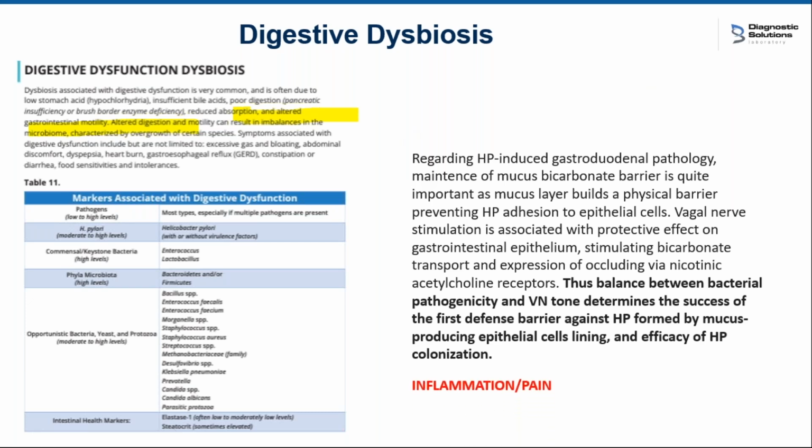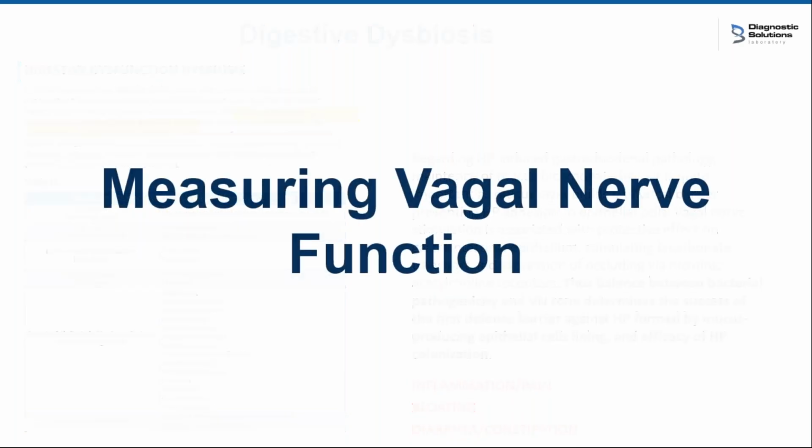So again, here, think of inflammation and pain due to the lack of digestion, bloating due to the lack of those chemo and mechanoreceptors we talked about, and H. pylori can usually go either way depending on what's growing with it as far as motility. So now, how are we going to measure vagal nerve function?